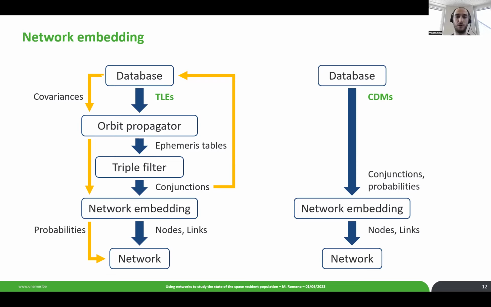So the way we do this in our work, we have two ways. One is the slow way. So from the database to obtain the orbital states, propagating, filtering, and creating these, eventually also computing probabilities and obtaining this network embedding. So nodes, links, and weights of the links. And there is a faster way, which is, however, less flexible, which uses what we see here written as CDM, so conjunction data messages.